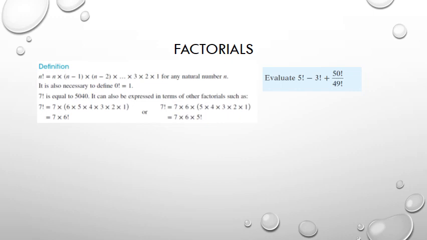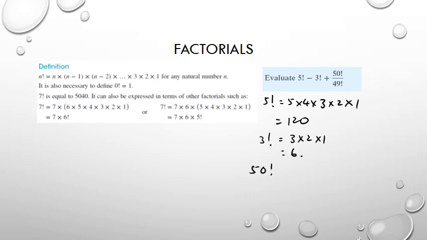Alright, evaluate 5 factorial minus 3 factorial plus 50 factorial over 49 factorial. So the first one, we have 5 factorial, which is then 5 times 4 times 3 times 2 times 1, which then gives us 120. And then 3 factorial gives us a 6, because that's 3 times 2 times 1.